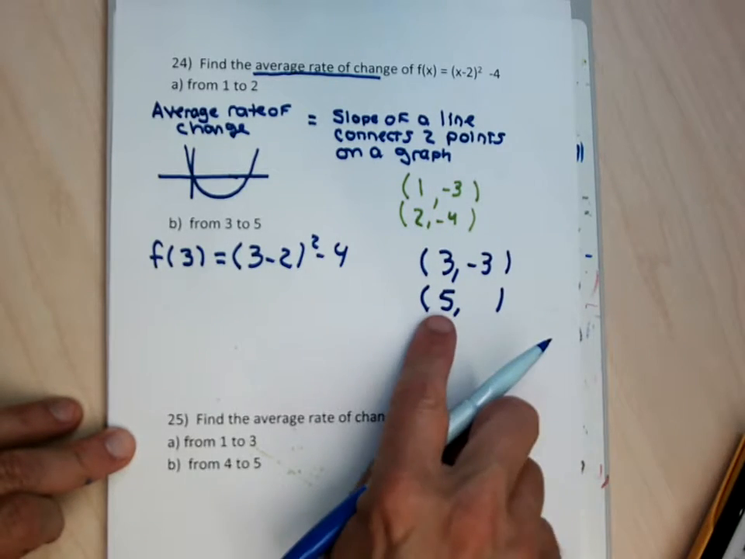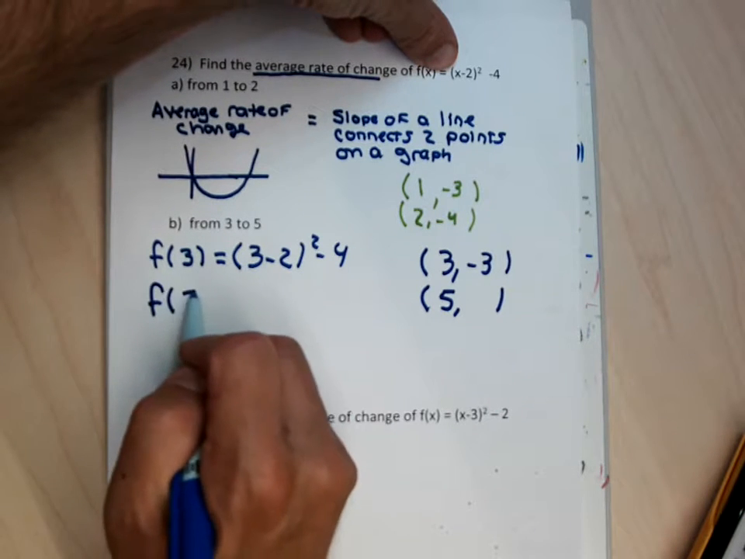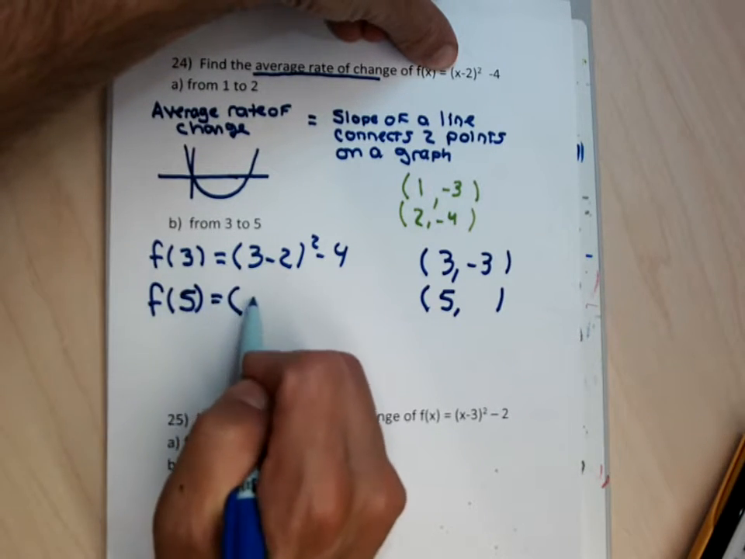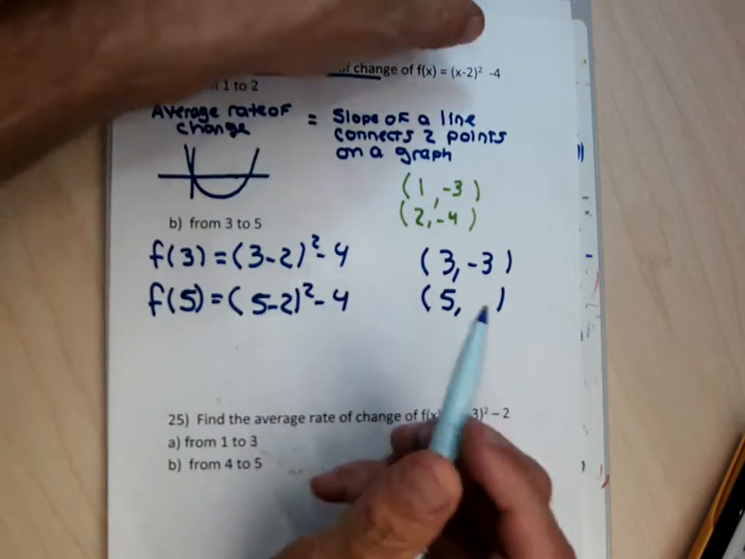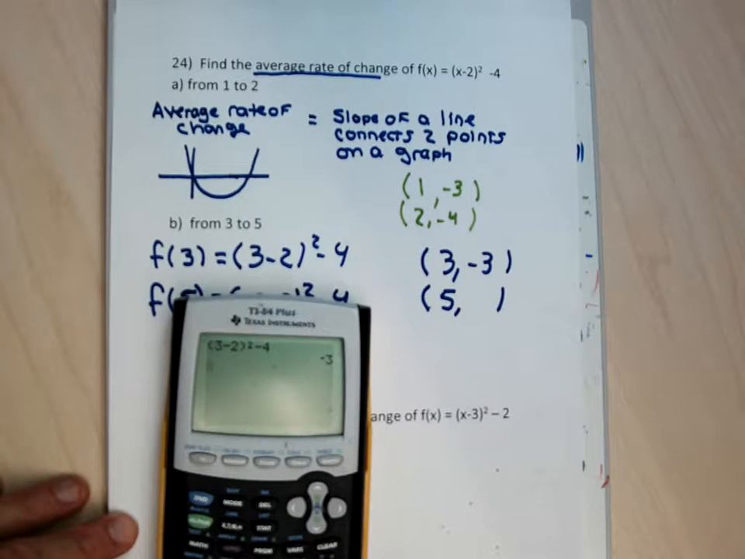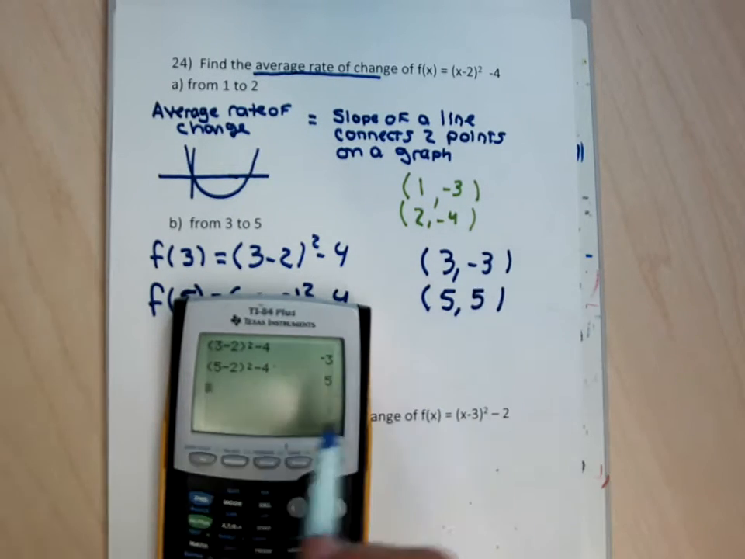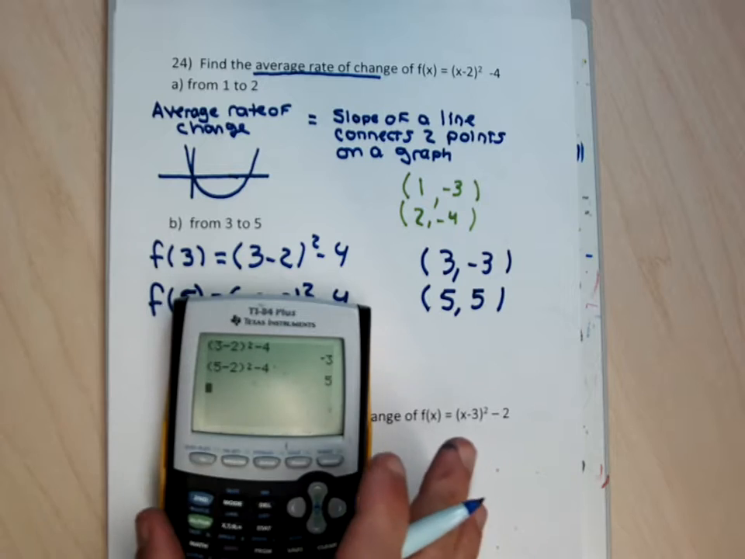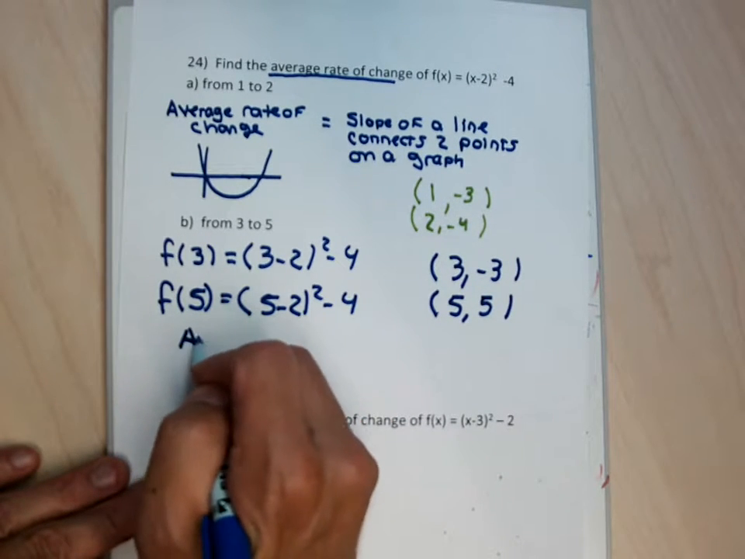I need to get a y coordinate for the second point by plugging in 5 for those x's. So I'm going to do f of 5 equals 5 minus 2 squared minus 4. Do that on my calculator as well. So parentheses 5 minus 2 squared minus 4. That gives me 5. So now I have the 2 points that I need, and once I have 2 points, I can find an average rate of change by finding the slope of the line between those 2 points.